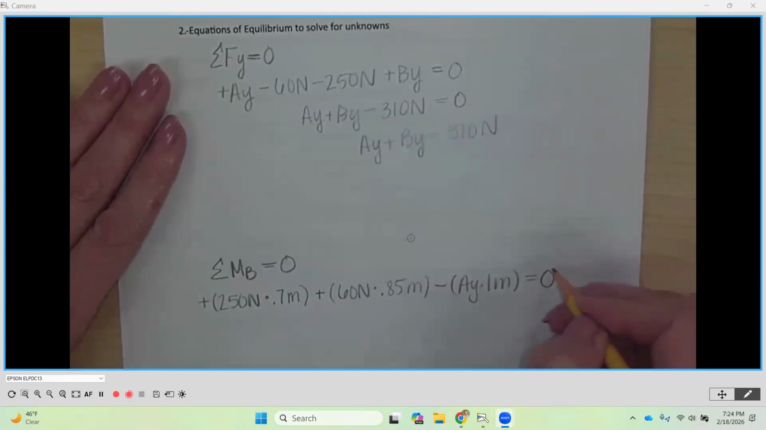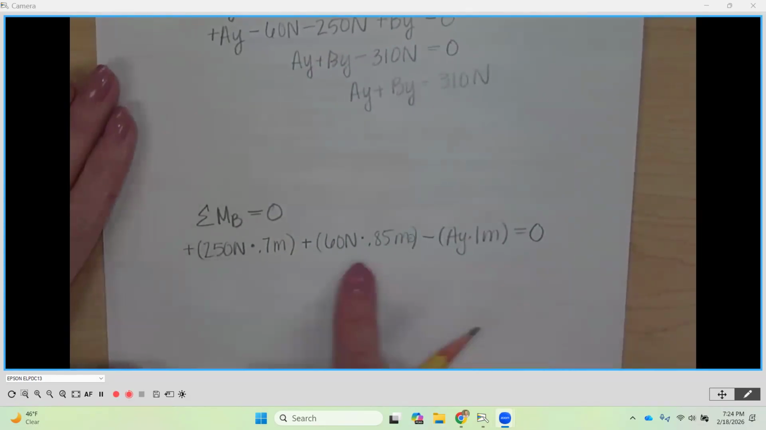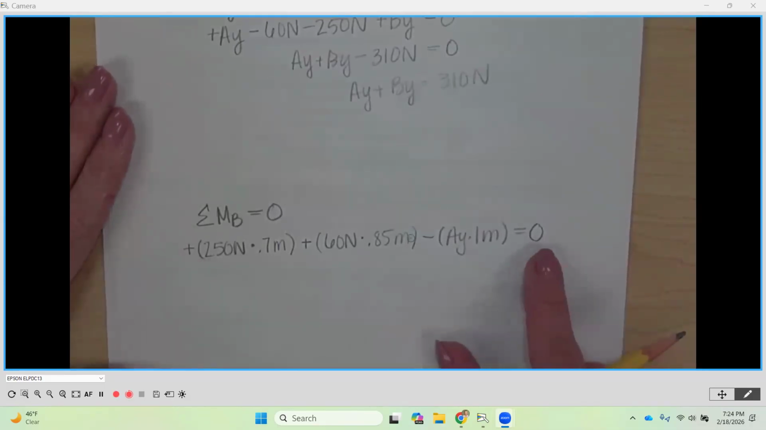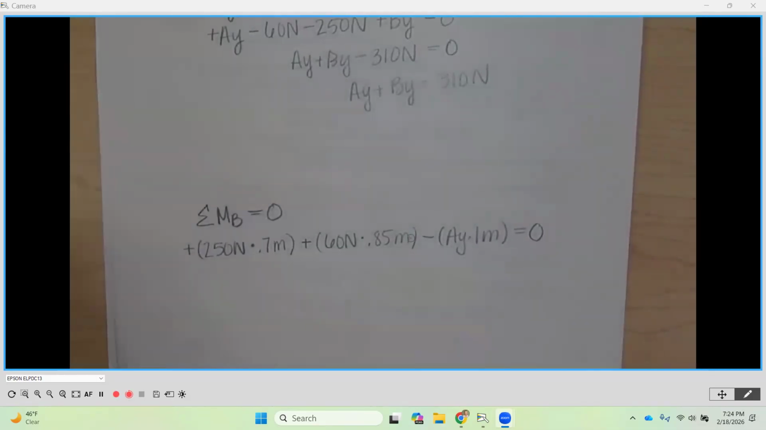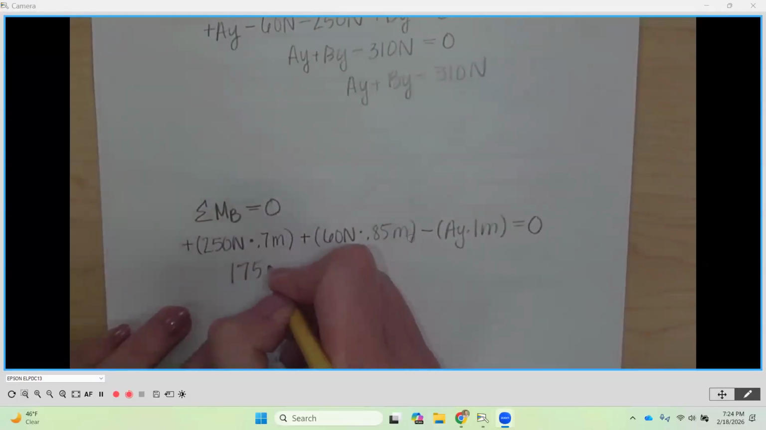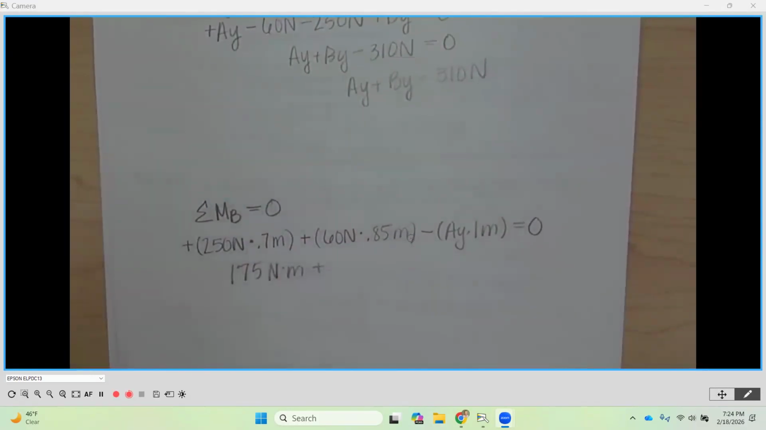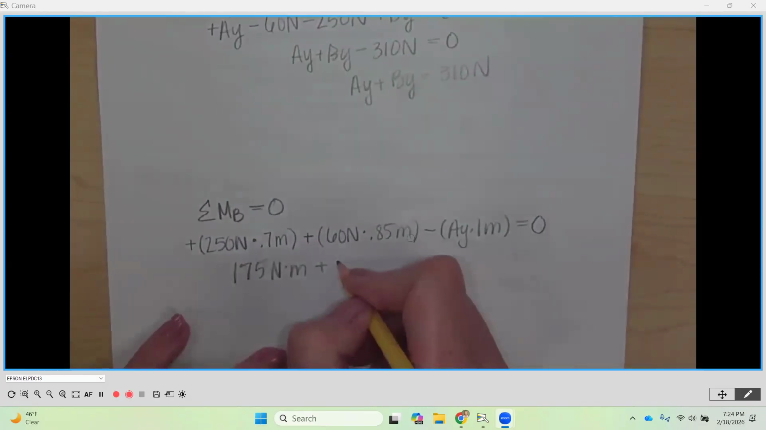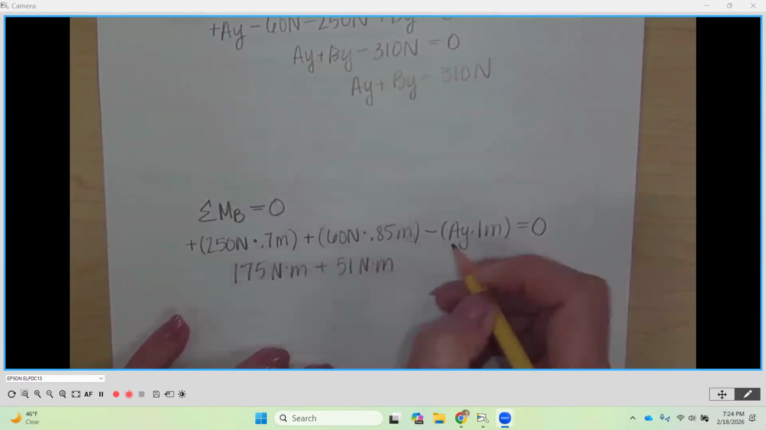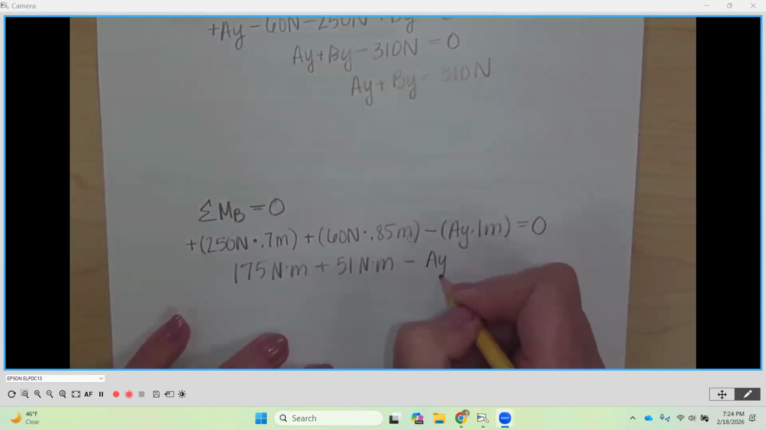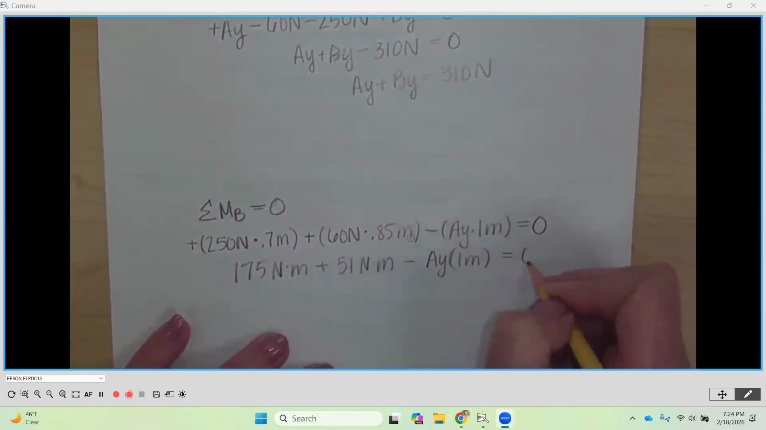And then those are all the forces, so I have to set this equal to 0. The left-hand side is the sum of the moments around B, and the right-hand side is equal to 0. All right? I did my moments around A on my paper too. So now I've got to calculate this. 250 times 0.7 is 175 newton meters, plus 51 newton meters, minus AY times 1 meter, is equal to 0.